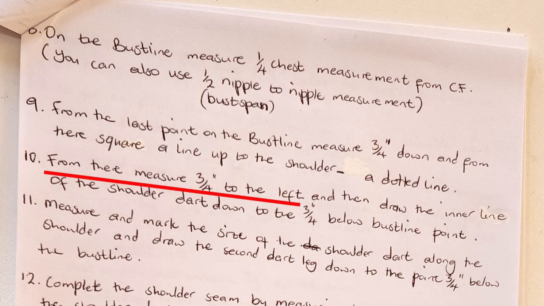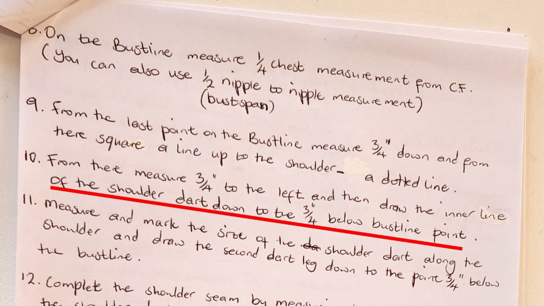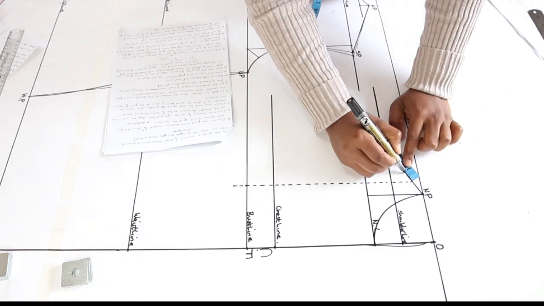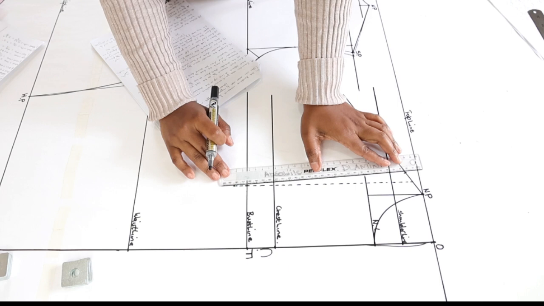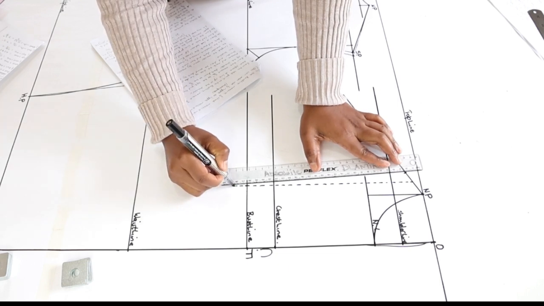And then next, from there, we are going to measure 3/4 of an inch to the left. And then we are going to draw the inner line of the shoulder dart. We are going to draw it down to the 3/4 below the bust point. We measure 3/4 of an inch. We make a mark. So we draw a straight line up to this point, which is below the bust line.